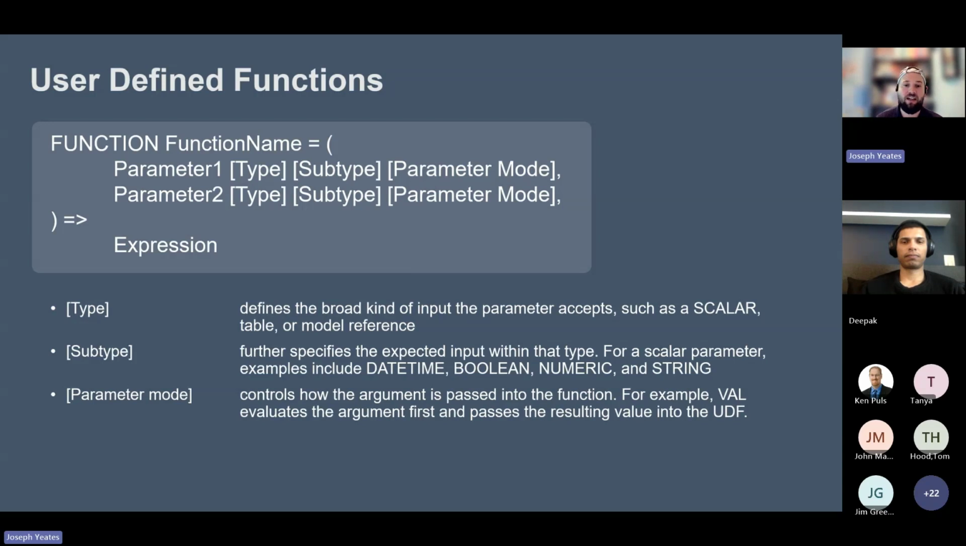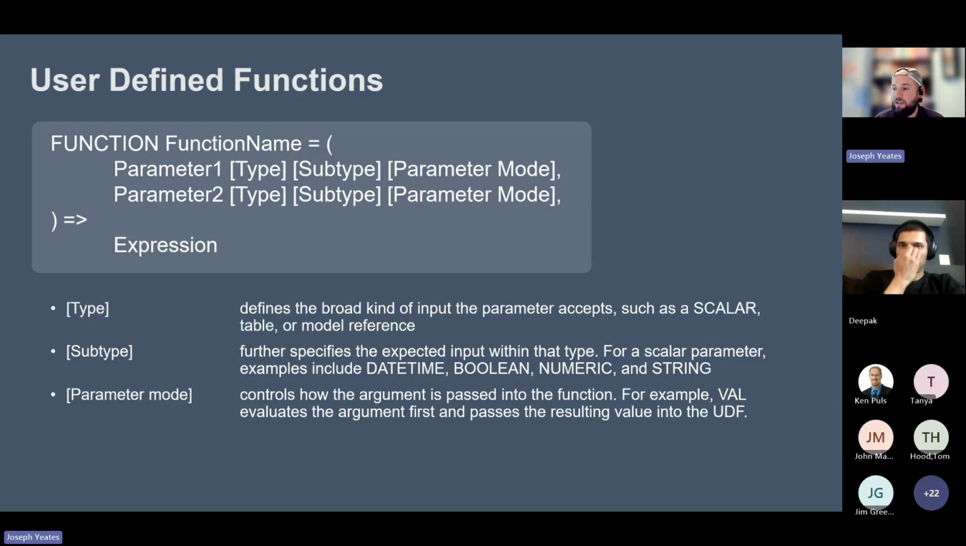So if it is a scalar value, as an example, are we expecting text? Are we expecting a number? Are we expecting a date? We can define that here. And finally, we have the mode of the parameter. Do we want to just evaluate this parameter initially and then use it in our calculation and pass the result onto our UDF? Or do we need to continually reevaluate this argument within our filtered context?